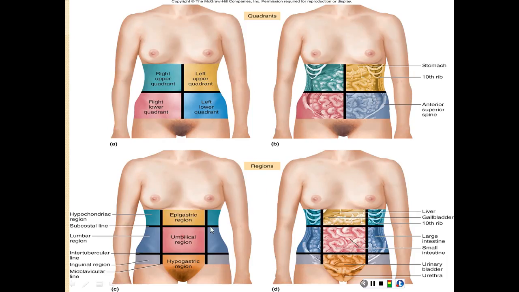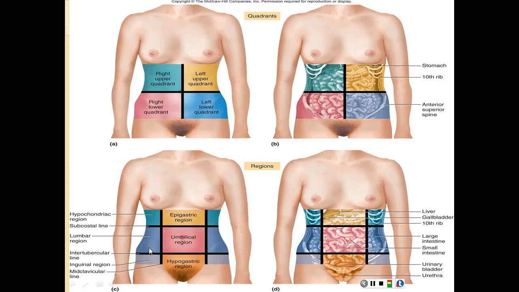We have 9 regions. Down the center, we have our epigastric region, our umbilical region, and our hypogastric region. On either side, we have a right hypochondriac region and a left hypochondriac region. We have a left and a right lumbar region. We have an inguinal region, you see the name right here, INGUINAL, a left and a right inguinal region.